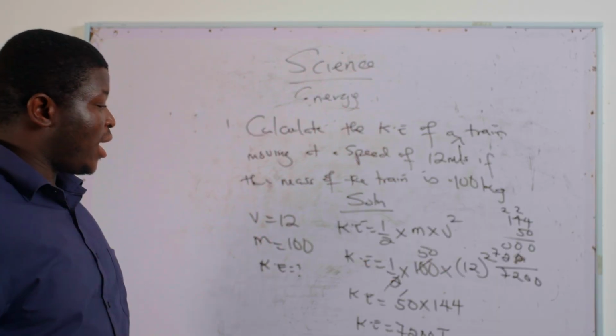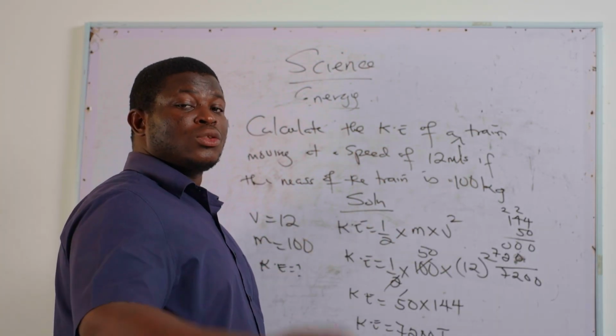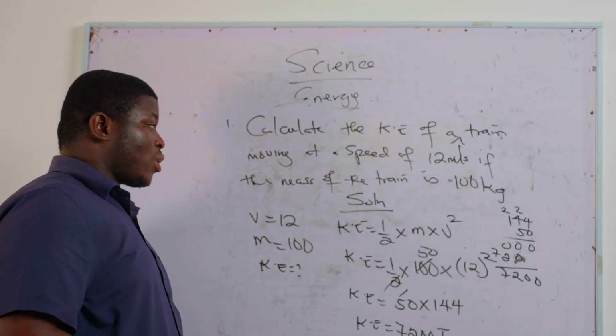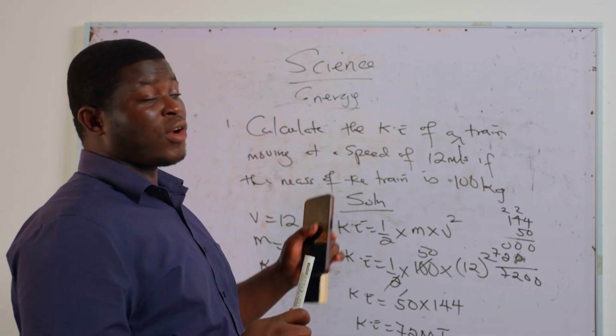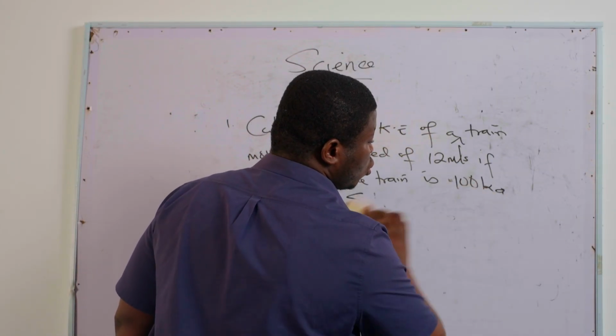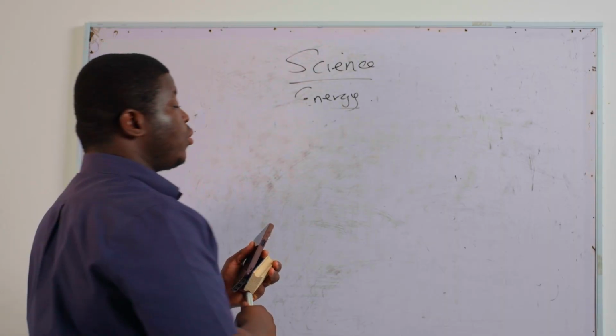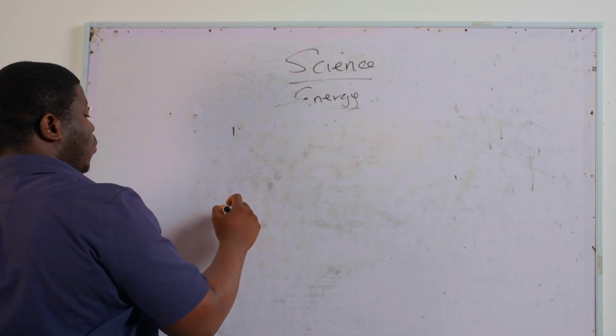So it means that the energy the train is moving with is 7,200 joules. I'm going to give you 2 examples, one for kinetic energy and one for potential energy, so that you can also try your hands on it. So you try your hands and then you leave the answer in the comment section.